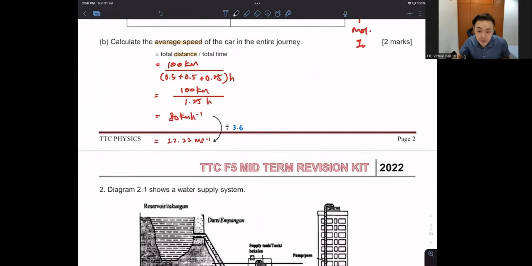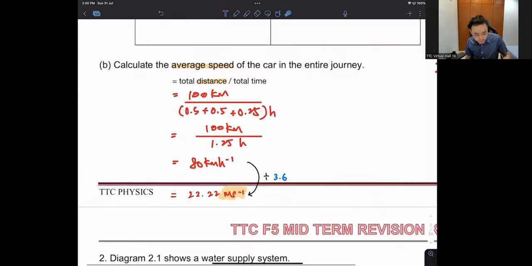I recommend you convert, because normally when the question doesn't say what unit they want, it's always safer to put them in SI unit, which is meter per second. Unless the question says you want km per hour, then it's fine, you can leave it here. Nothing wrong. All right. Everybody got this?